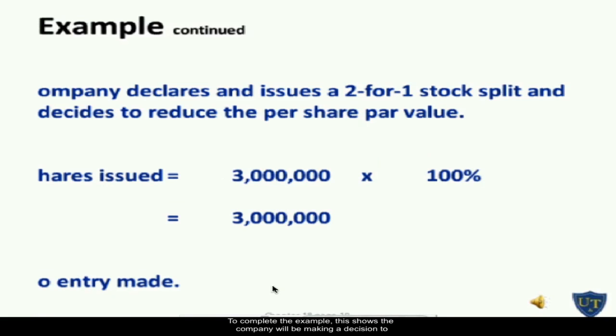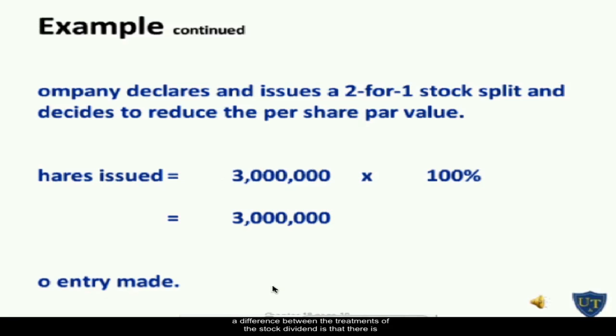To complete the example, this shows the company making a decision to declare and issue a 2-for-1 stock split. The effect of this transaction will be the same as the 100% stock dividend. The company will be issuing 3 million shares of stock to the current shareholders. The total number of issued shares will jump from 3 million to 6 million.